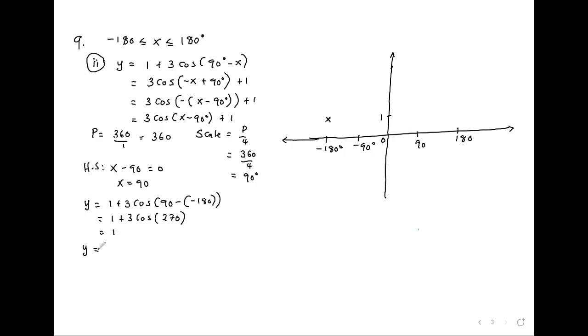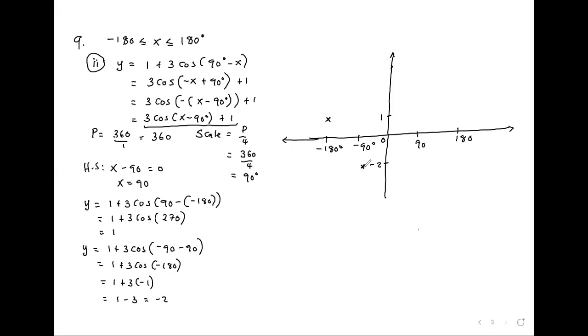And then y is 1 plus 3 cos. So now I want to use this one so that you see that it's just the same thing. So 1 plus 3 cos x, which is negative 90 minus 90. So we'll be getting 1 plus 3 cos negative 180. But cos negative 180 is the same as cos 180, which gives us negative 1. And so we get 1 minus 3, which is negative 2. So we have a negative 2 here.